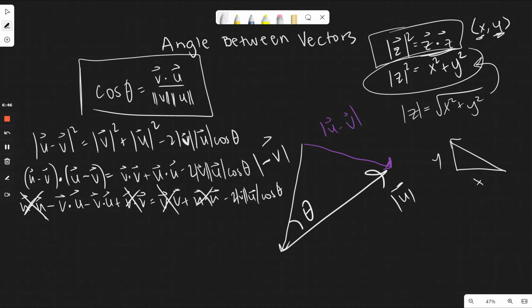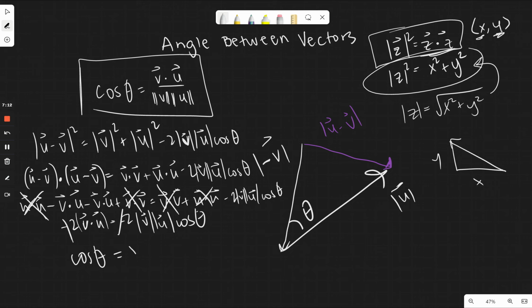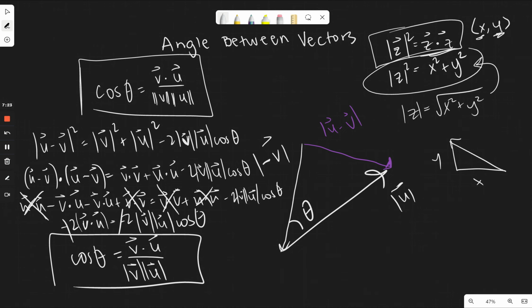Now we have negative 2 V dot U equals negative 2 times the magnitude of V times the magnitude of U times cosine theta, and I'm sure you can see what's going to happen now. The negative 2's cancel out, and you're left with cosine theta equals the dot product of V and U over the magnitude of V times the magnitude of U. And this is the same formula that we started with.